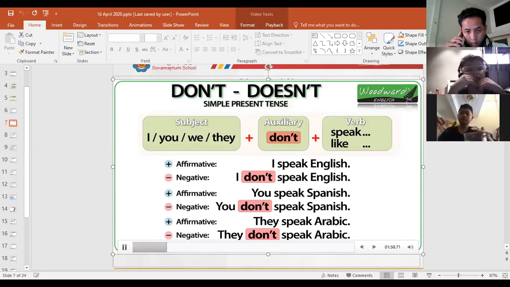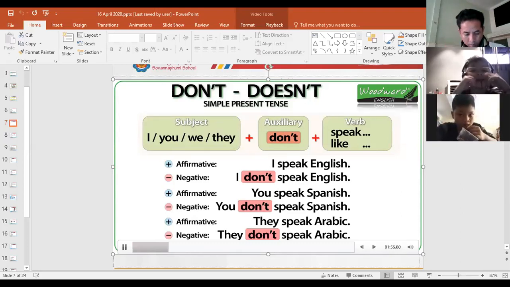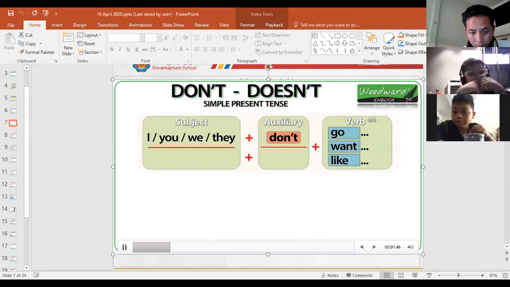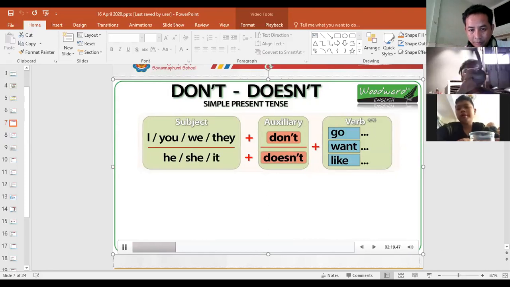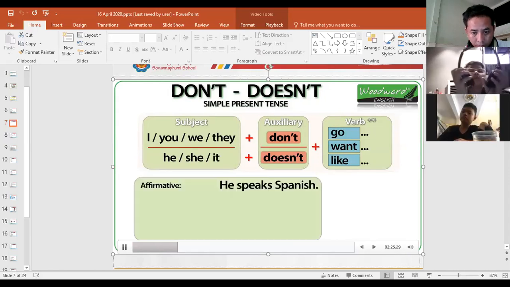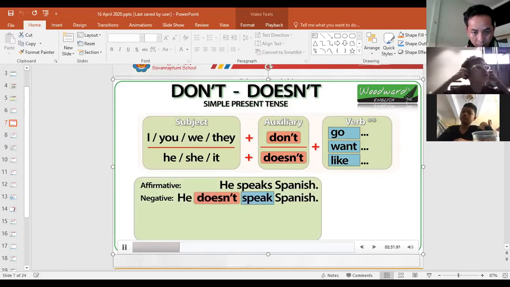You see, don't makes the sentence negative when the subject is I, you, we, or they. So, with I, you, we, and they, we use don't and then the verb. But with third-person sentences using he, she, or it, we add doesn't between the subject and the verb to make it a negative sentence. He speaks Spanish. This becomes he doesn't speak Spanish.